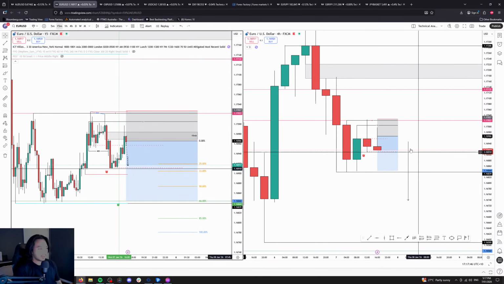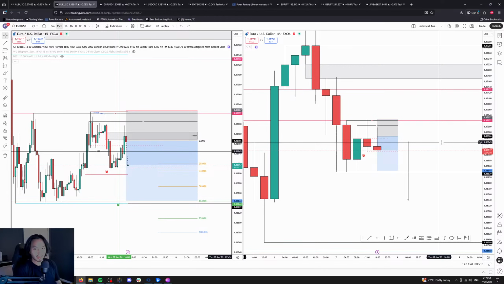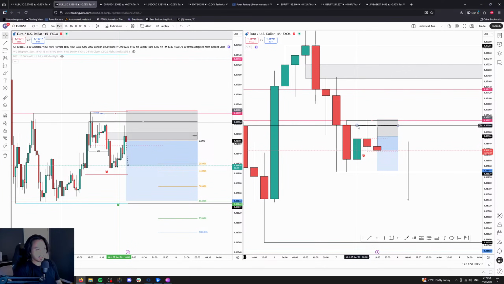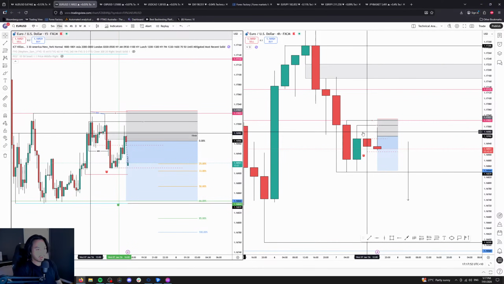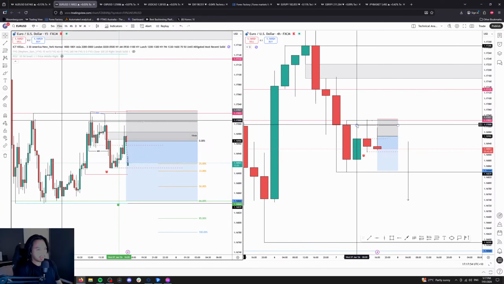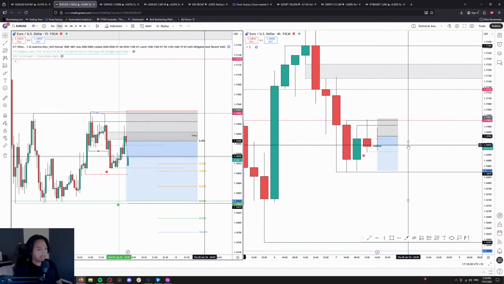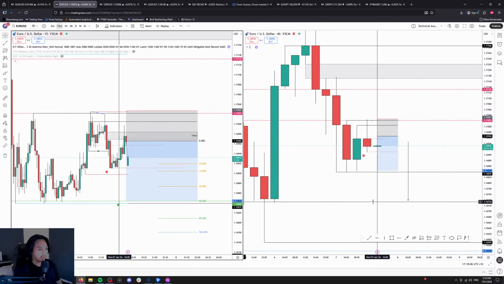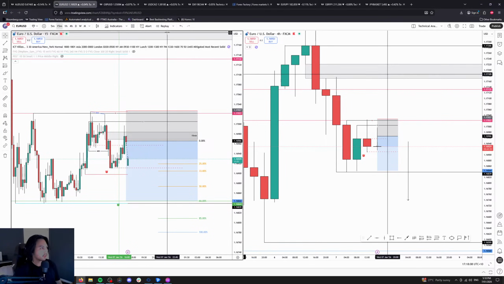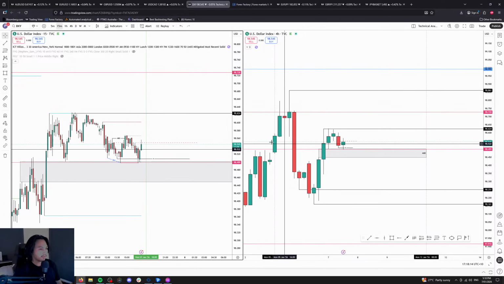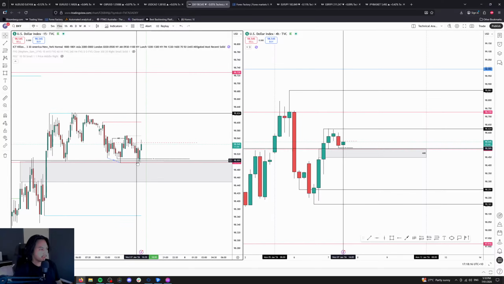Four-hour looks very nice. If we look at this side of the charts, we can see here that that wick was created, respected the sweep of the early Asia 4-hour candle here. Now we just need that expansion to the downside. We just need that push. DXY has flipped back bullish here, which is a good sign.